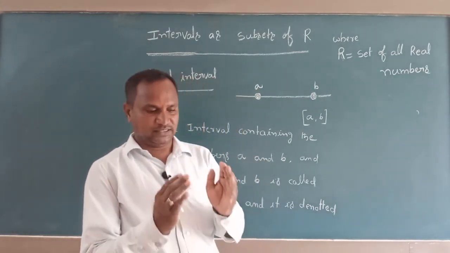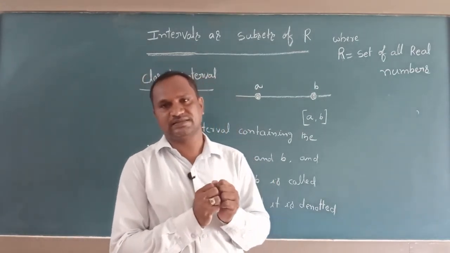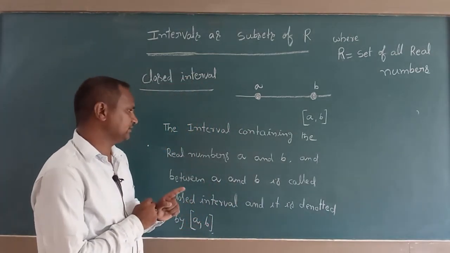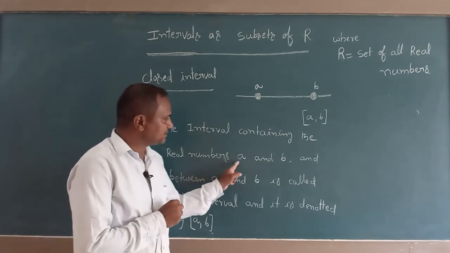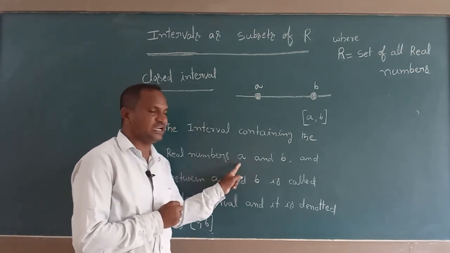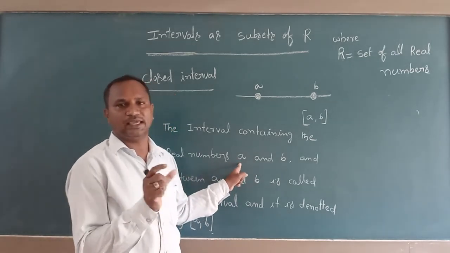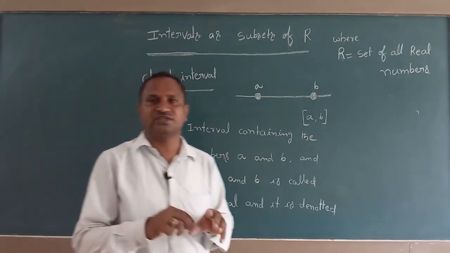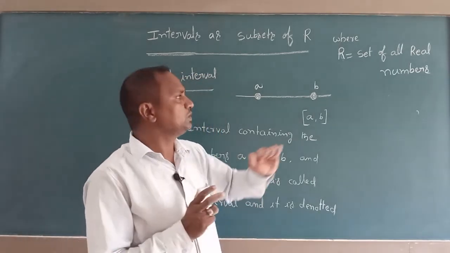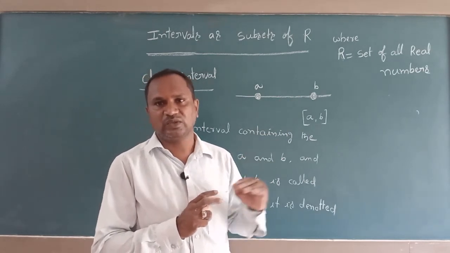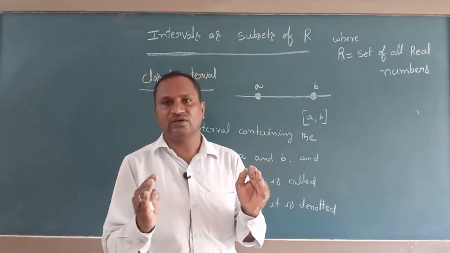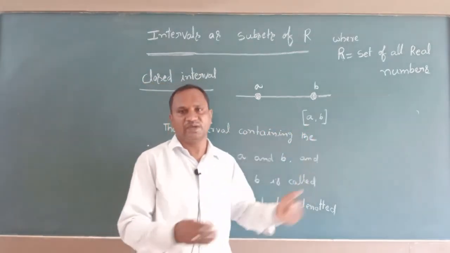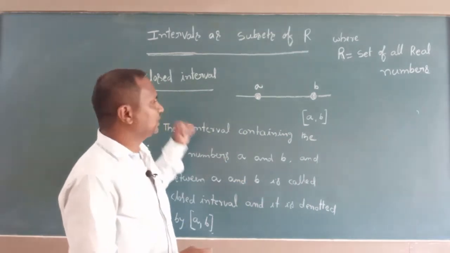Including a and b and between them those numbers: including a and including b. That's why containing the real numbers a and b means including a and b and between a and b. Then with the help of those numbers we are forming some subsets of the set of all real numbers. Closed interval means containing a and b and the numbers between them. That is called a closed interval.